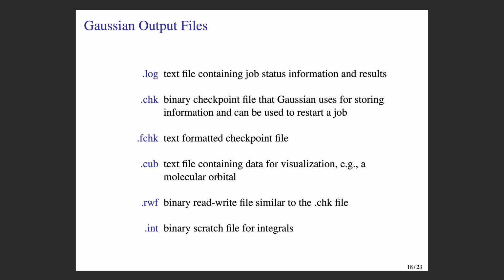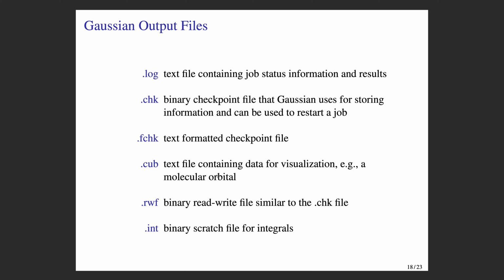The .fchk file is a text formatted version of the checkpoint file that is human readable, and it'll typically contain a lot of numbers in it. Basically, you can convert a checkpoint file into a formatted checkpoint file, or you can convert a formatted checkpoint file into a checkpoint file using one of Gaussian's utility routines. They tend to be more useful for advanced work. We probably won't need them too much in our class, but you never know. It just depends on what you guys want to do for your projects.